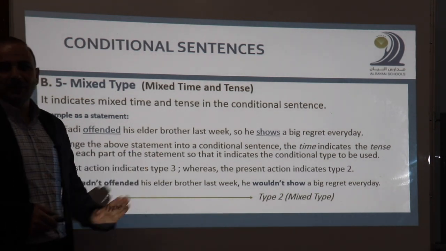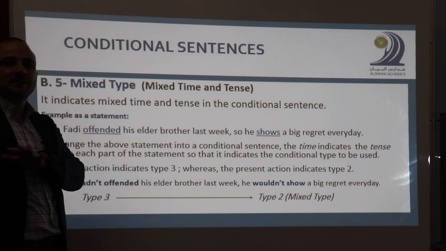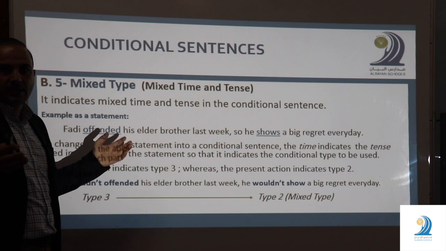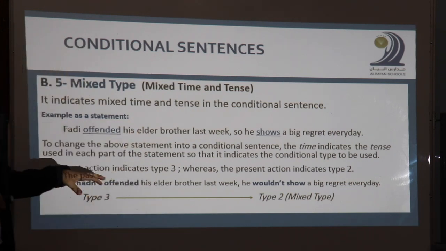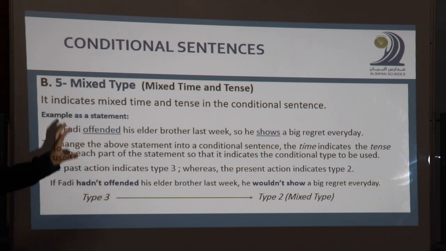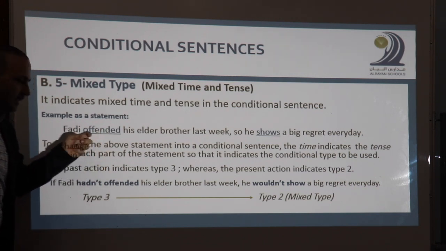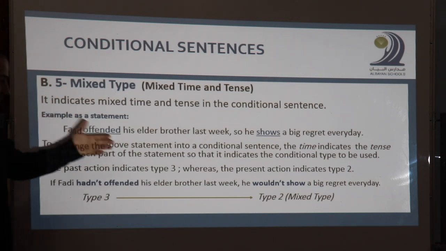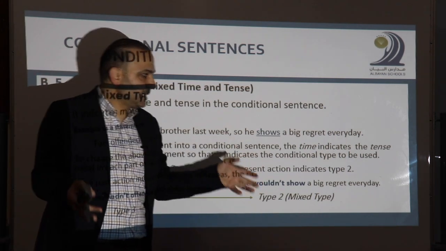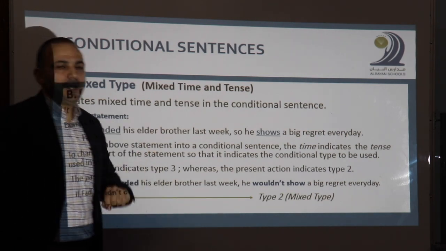He offended his elder brother. If what? If something happened totally different, meaning if he didn't offend. Here, he offended, but I want to change it into the conditional sentence, which indicates something different to this real situation. This is a real action: Fadi offended his elder brother. That really happened, so he shows a big regret every day. That's real. With if, it should become unreal.